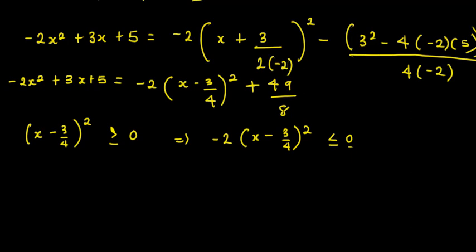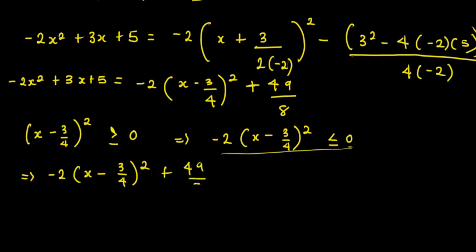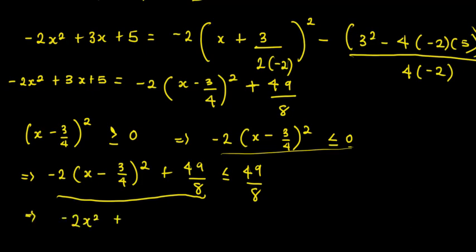So I'm going to add 49 over 8 to both sides of this inequality, and this implies that minus 2 times (x minus 3/4) all squared plus 49 over 8 is less than or equal to 0 plus 49 over 8, which gives you 49 over 8. And remember that this is our function which we kept in vertex form. So this implies that minus 2x squared plus 3x plus 5 is less than or equal to 49 over 8.